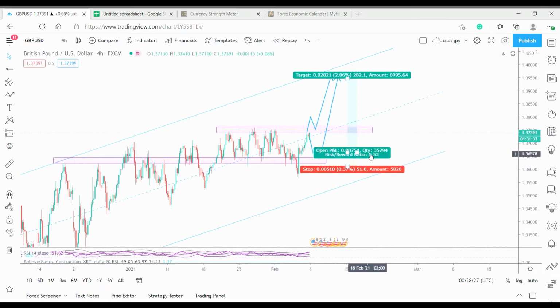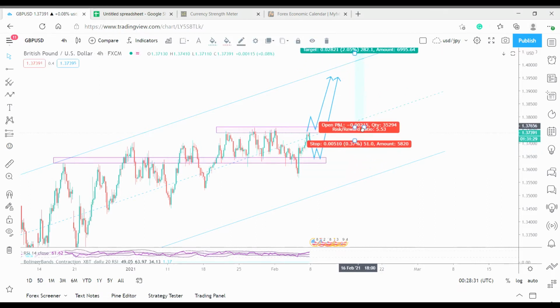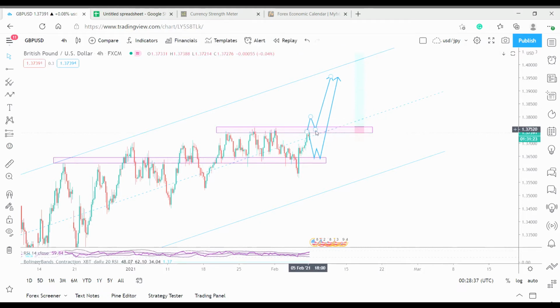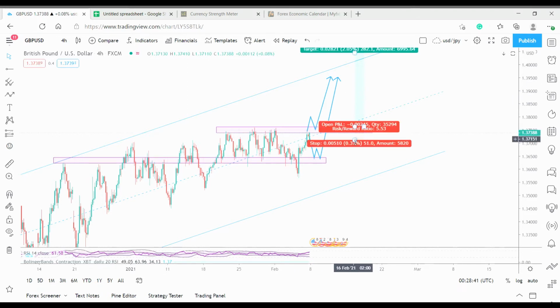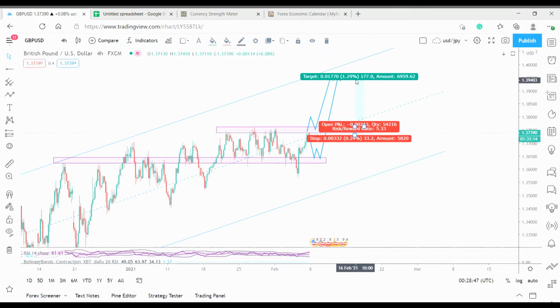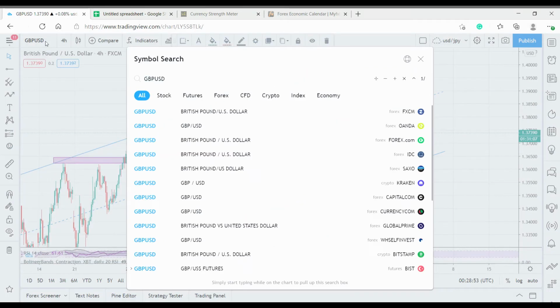Otherwise, if the market keeps going up and breaks above the resistance, we'll be looking for a confirmation over that level for a buy, but probably not the best position, as we'll be looking at a 1 to 3 risk reward ratio. Okay, so that's it for that. Let's go ahead and check the US dollar, Swiss franc.